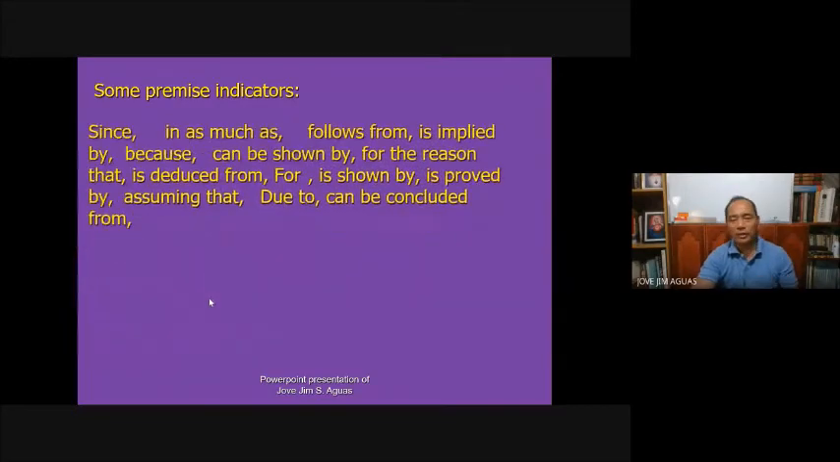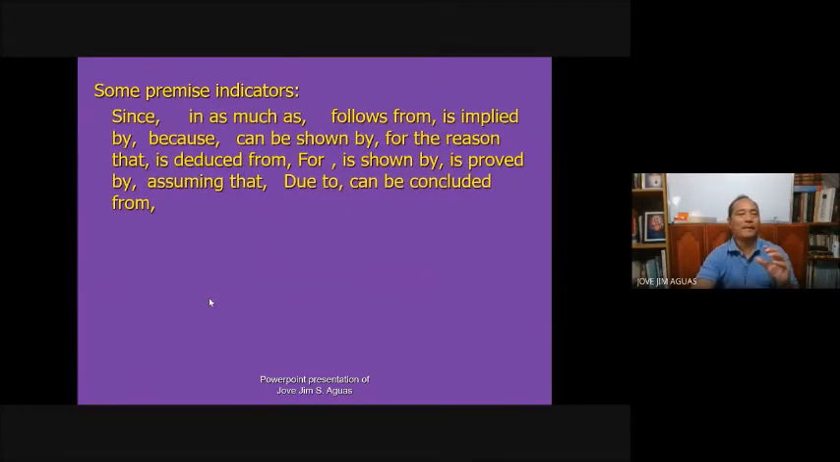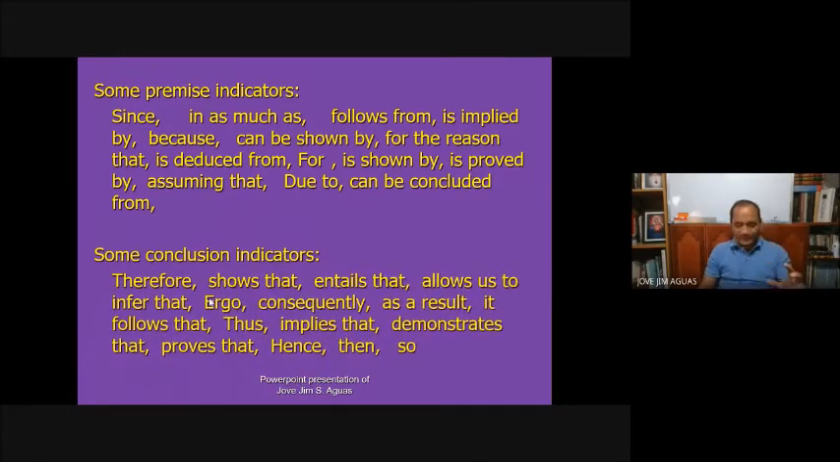These are the terms that will help us determine if a part of the discourse or the argument is the premise or the conclusion. So here are some premise indicators. If a sentence or part of the argument is introduced by terms like since, inasmuch as, follows from, is implied, because, can be shown, for the reason, assuming that, etc., then that means that part of the argument is a premise. So take note. And these are some of the conclusion indicators: therefore, ergo, then, consequently, thus, hence, so, etc.